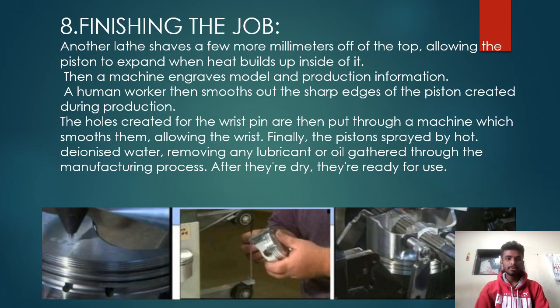So the next and last process of making the piston is finishing the job. Another lathe shaves a few more millimeters off the top, allowing the piston to expand when heat builds up inside it. Then a machine engraves model and production information. A human worker then smooths out the sharp edges of the piston created during production. The holes created for the wrist pin are then put through a machine which smooths them, allowing the wrist pin to fit.